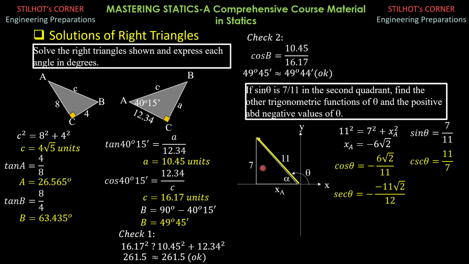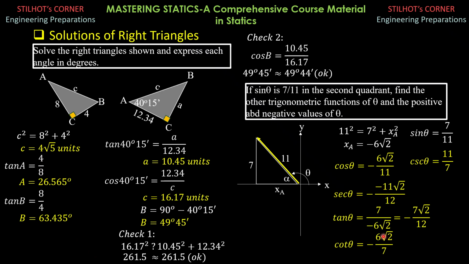Tangent theta is y over x, so 7 over negative 6 square root of 2, and once simplified after rationalizing the denominator, it is negative 7 square root of 2 over 12. So negative 7 square root of 2 over 12. Then cotangent, the reciprocal of this tangent here, is equal to negative 6 square root of 2 over 7.